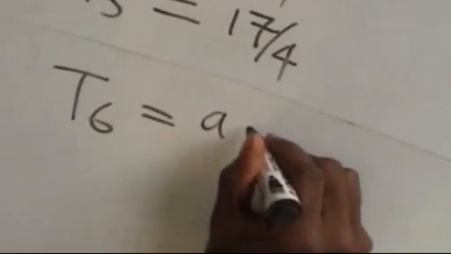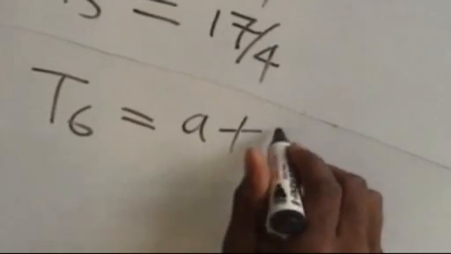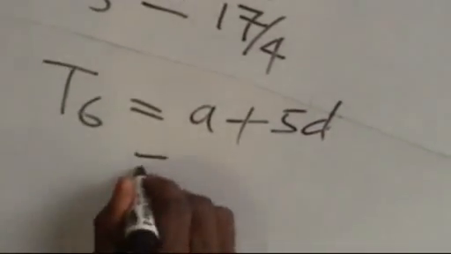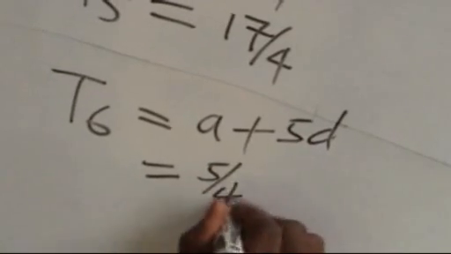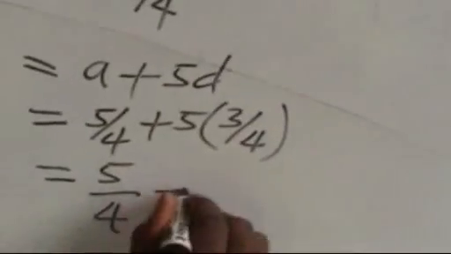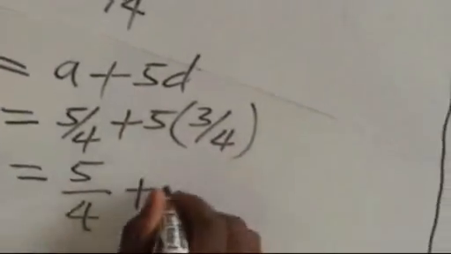And then we'll continue to the sixth one, T6. Still from this formula, Tn equals A plus (n minus 1) multiplied by d. So T6 will be equal to A plus 6 minus 1, which is 5, multiplied by d, 5d. And our A is 5 all over 4 plus 5 into our d, which is 3 all over 4. So we have 5 all over 4 plus 5 times 3, which is 15 divided by 4.